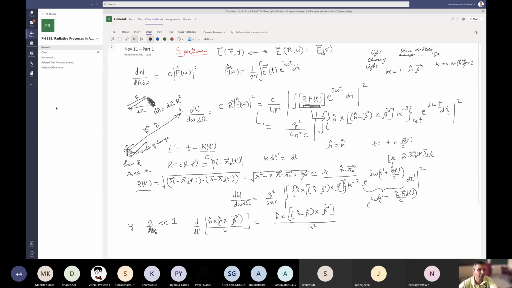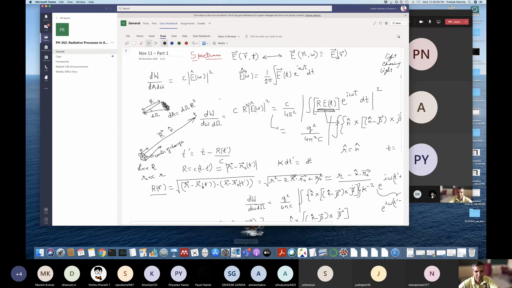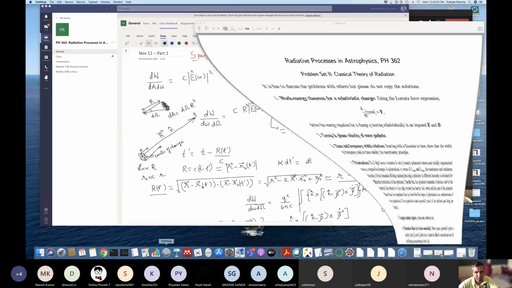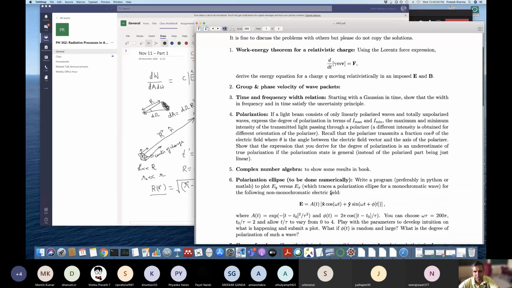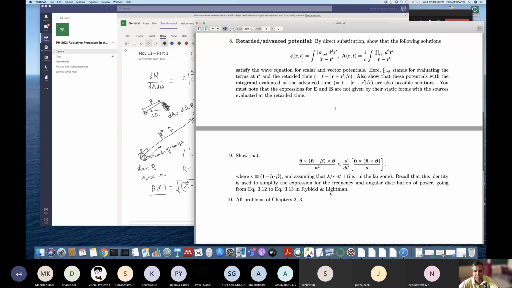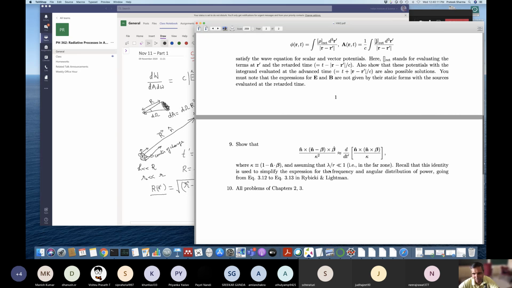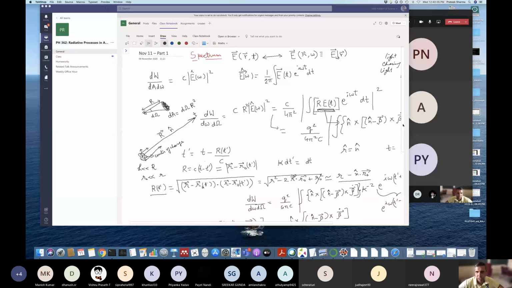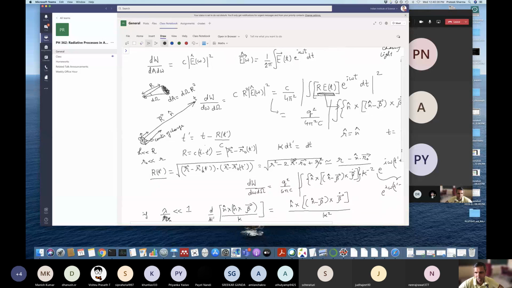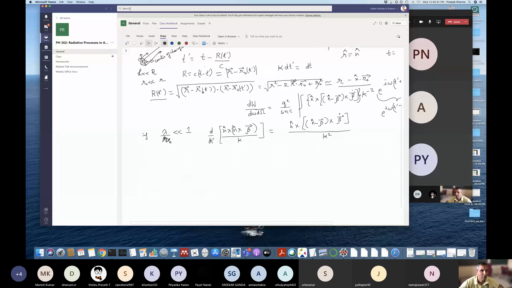In fact, let me see if I have that all open here. Yes, here. Show that this is equal to that, assuming that lambda over r is much less than 1. Recall that this identity is used to simplify the expression for the frequency and angular distribution of power. So this is not R naught, actually. Lambda is much less than R. That's the assumption.